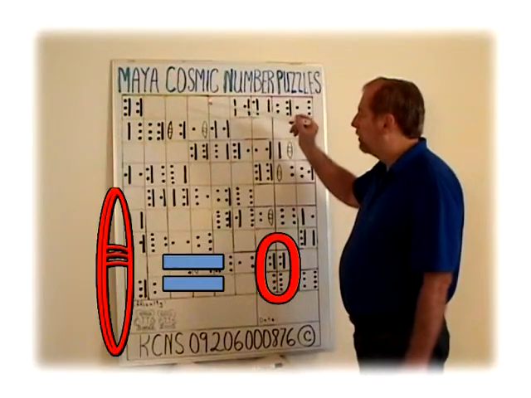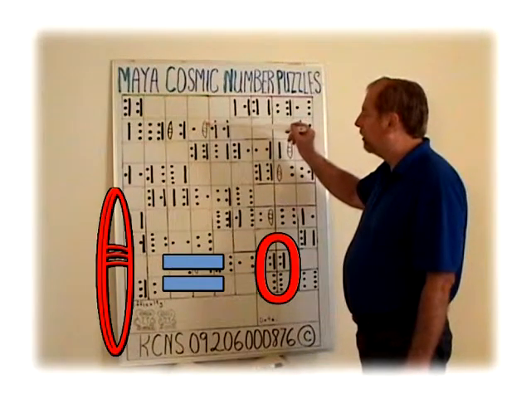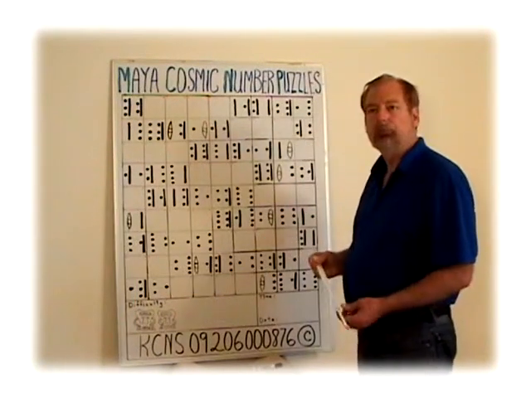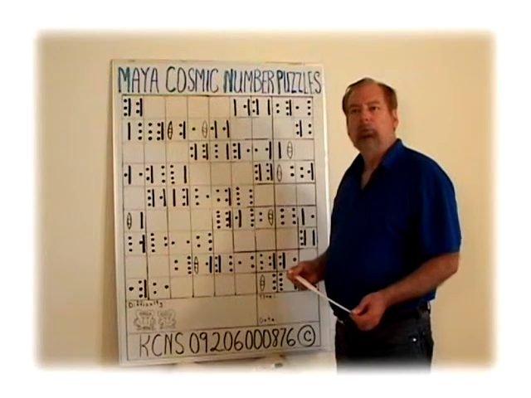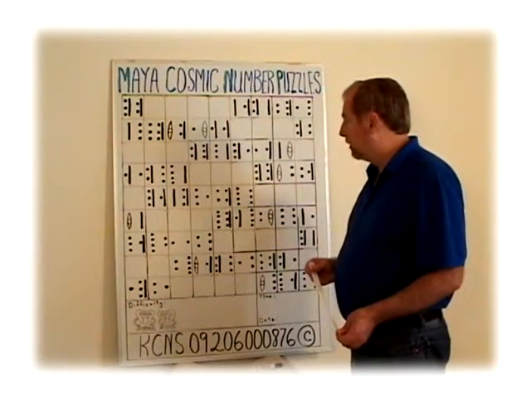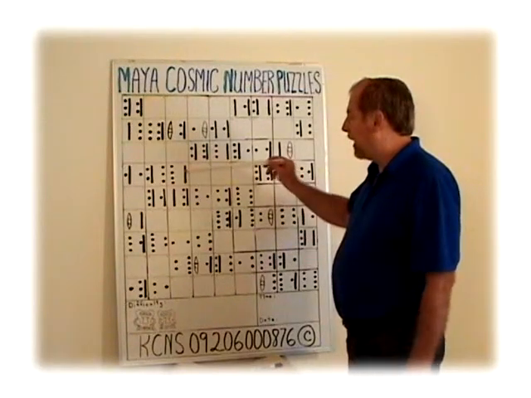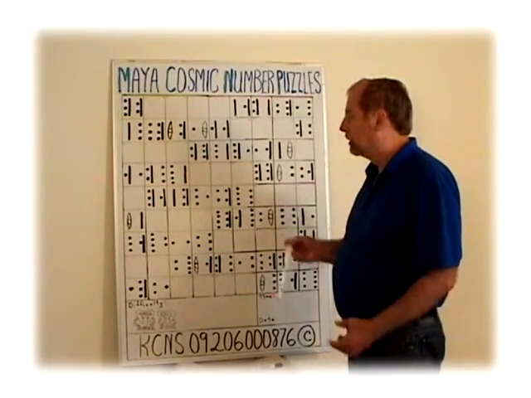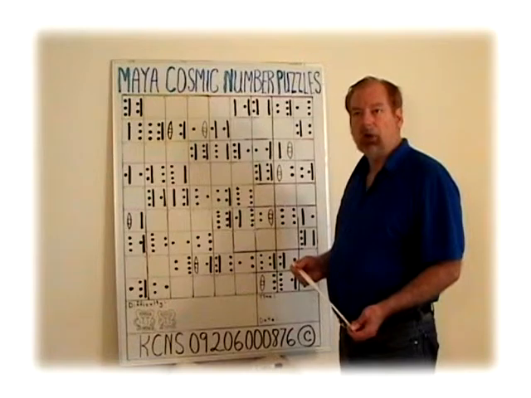For the 0, the Maya used a symbol like this. So for a number like 10, it is represented by 2 bars. 15 is represented by 3 bars.